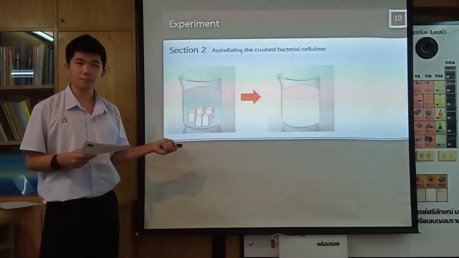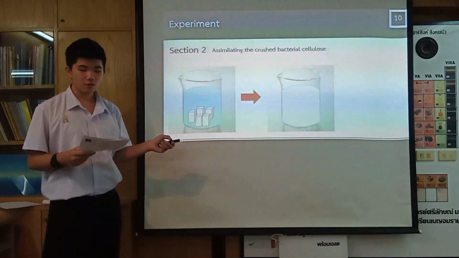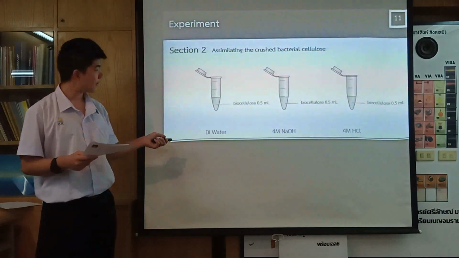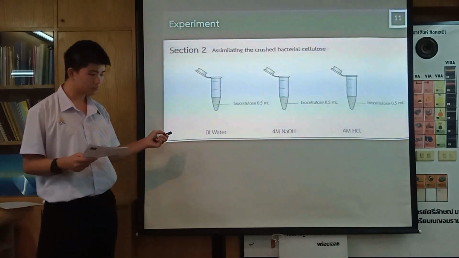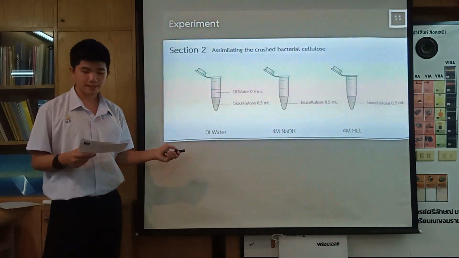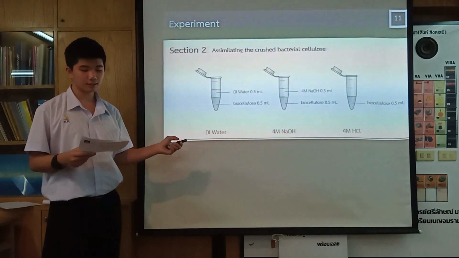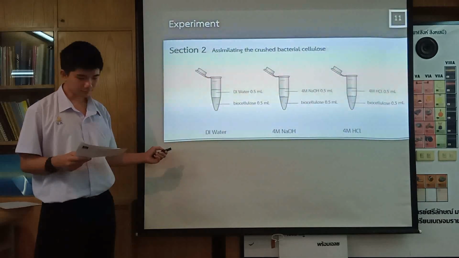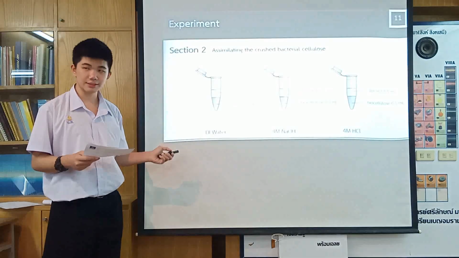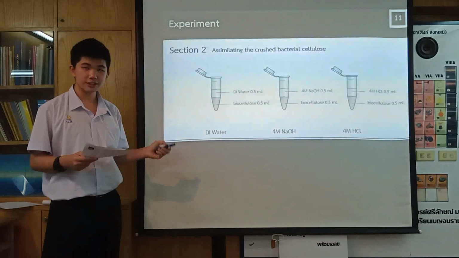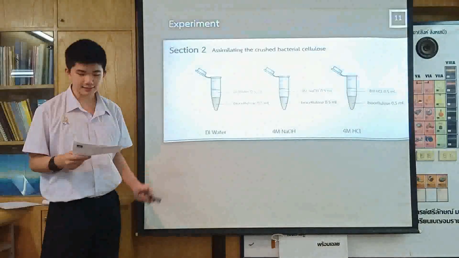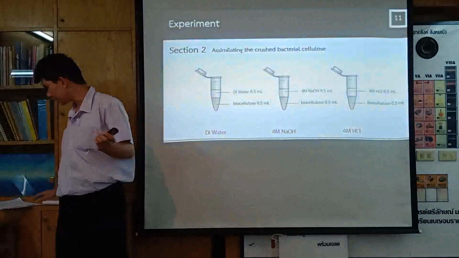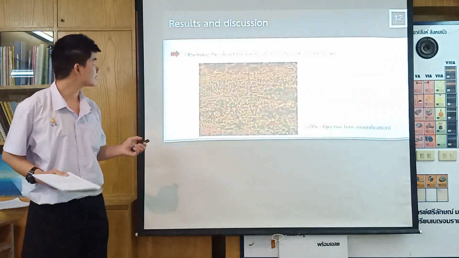Then use a micropipette to move the solution from the beaker to the centrifuge tube. Fill deionized water in one tube, sodium hydroxide solution in another tube, and hydrochloric acid solution in the last tube. And spin the centrifuge tube, then drop the solution on a microscope slide and observe under the microscope. Next is the result of the experiment.